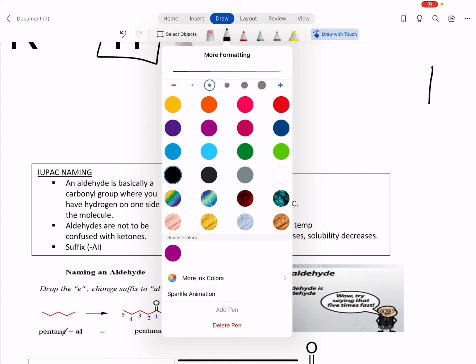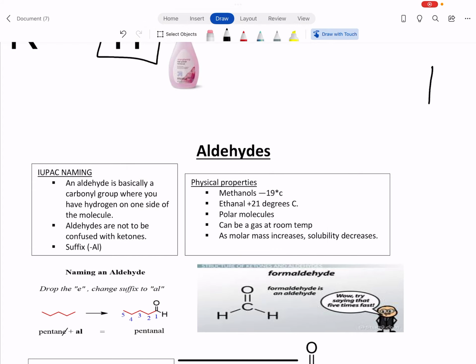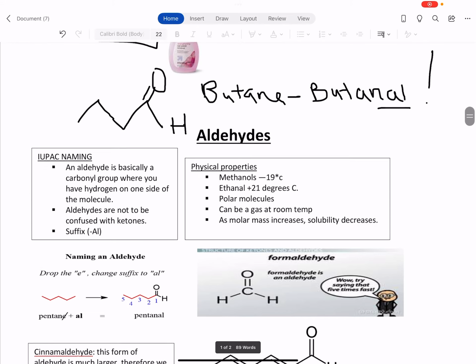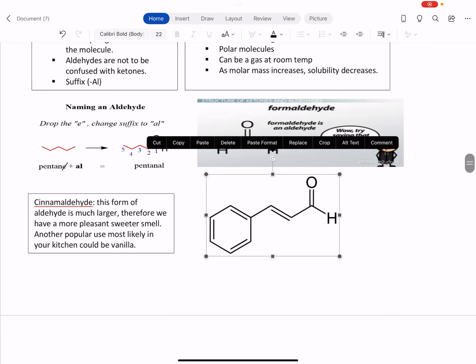Let me give you guys an equation. We can do butane. Butane simply is 1, 2, 3, 4 with this oxygen and the hydrogen. So instead of butane, because we have this hydrogen here, we're not going to call this butane, we're going to call this butanal. Butanal. Simple, right?